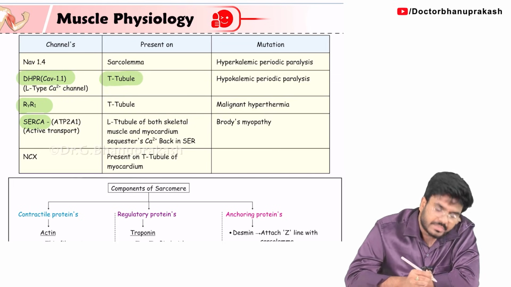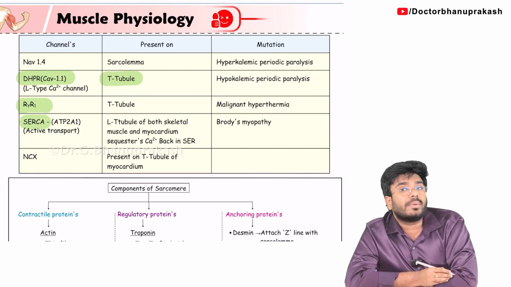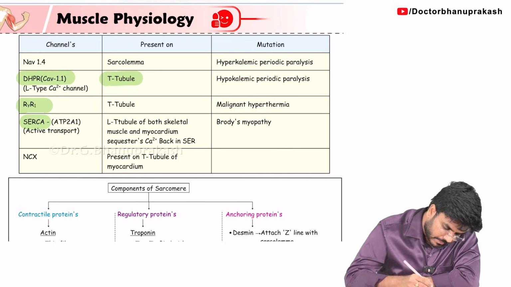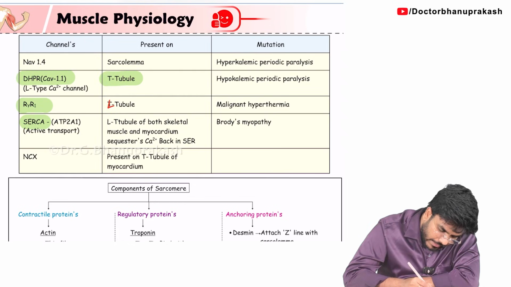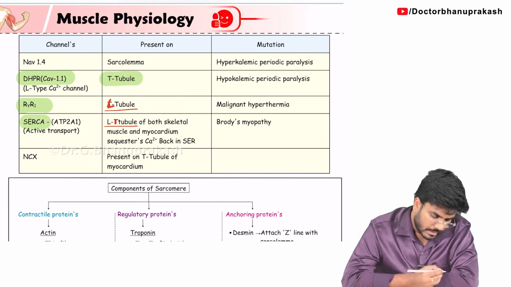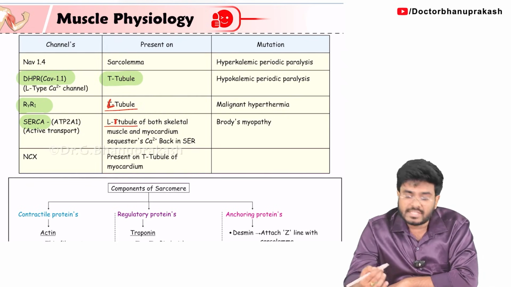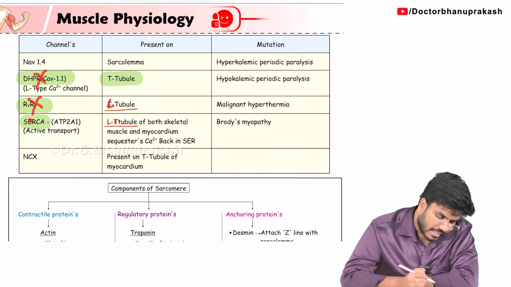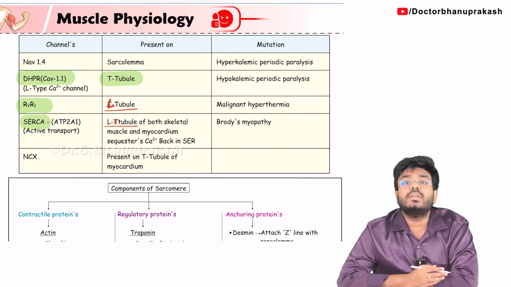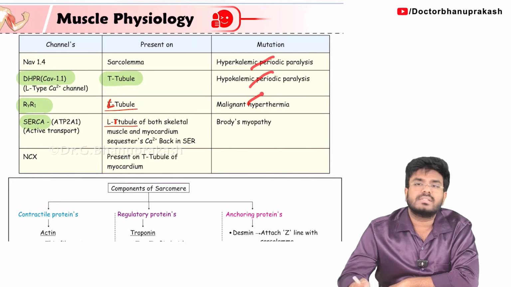The DHPR channel I have taught you, it is present on the T-tubule. The remaining two are present on the L-tubule. So here there is a small typing mistake you need to correct. The remaining are present on the L-tubule: RYR and SERCA are present on the L-tubule. Now, later I will explain that whenever you have a mutation of these channels, or any problem with these channels, they will lead to certain diseases, guys. Here I have given the diseases list.